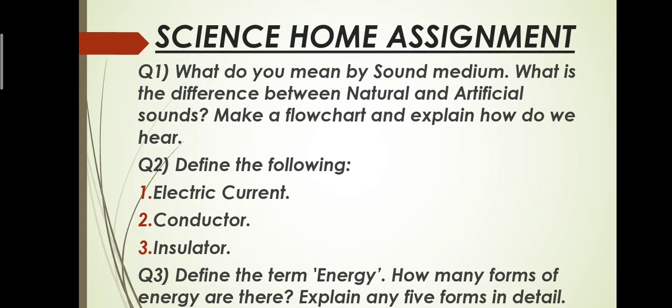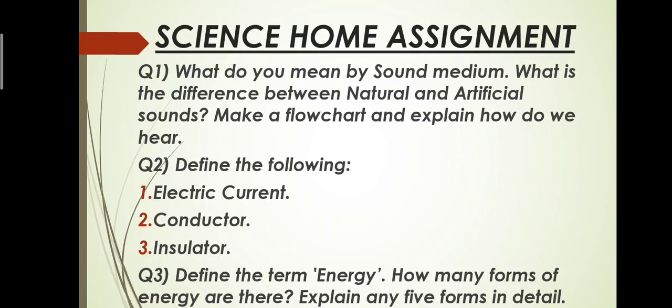The second question is, define the following. This question number 2 is related to your chapter number 19, how electricity works, which we have already completed. The first definition is of electric current, which is present on page number 146, the simple definition. Then the second and third definition is of conductor and insulator.